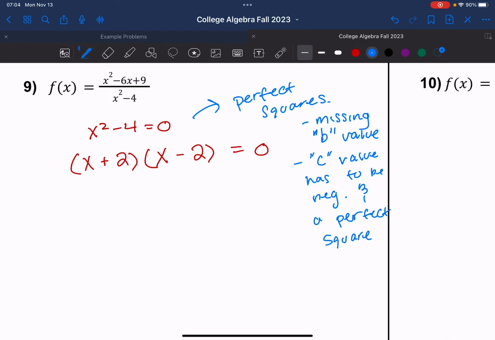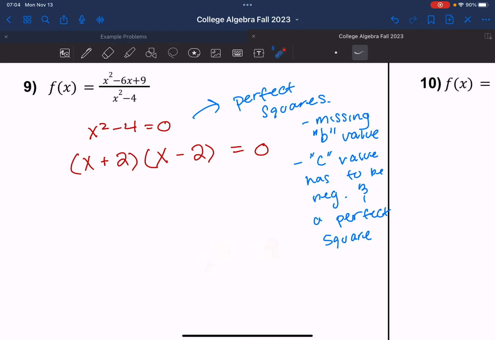So for example, before I finish this problem out, what if we had x squared minus 36? What would be the factors for that? 6. Good, 6. It would be x plus 6 and x minus 6. What if we had x squared plus 9? Can that be factored as a perfect square? No, because it's a positive 9. So if it cannot be factored as a perfect square, then you use the AC method or the quadratic formula.